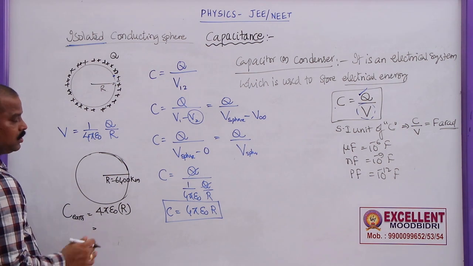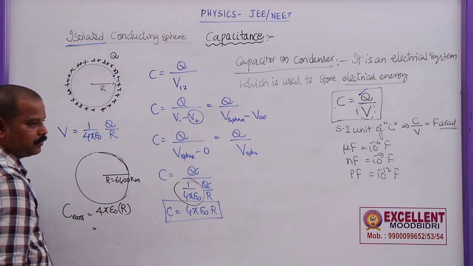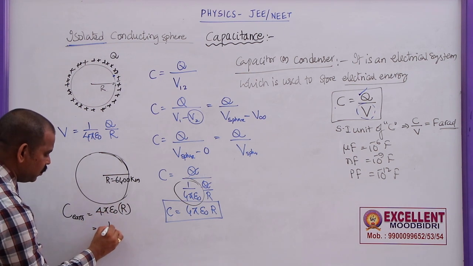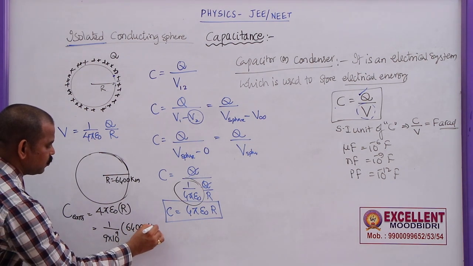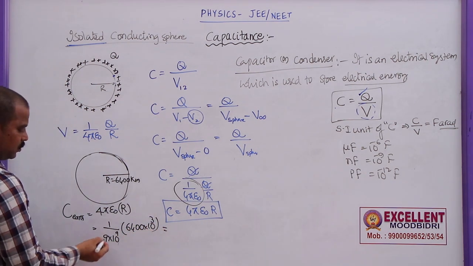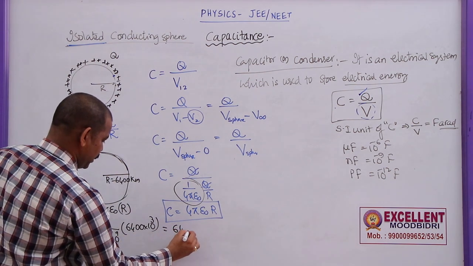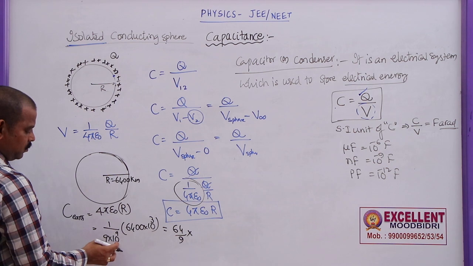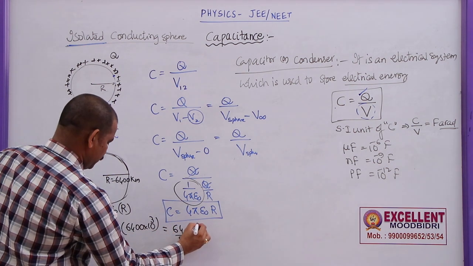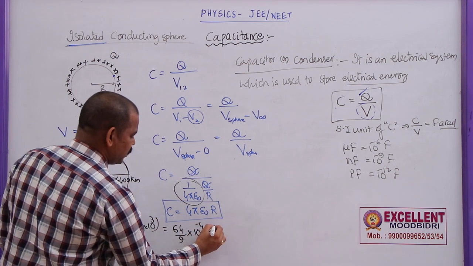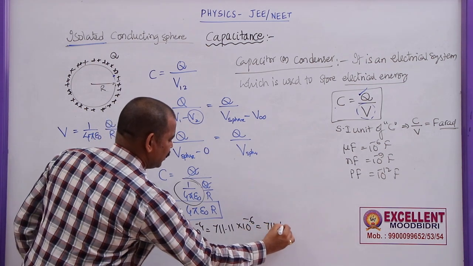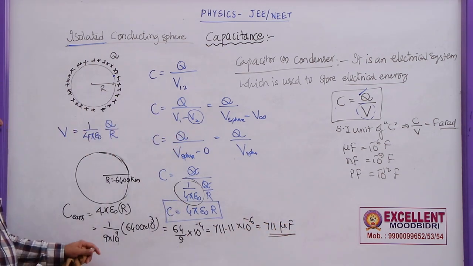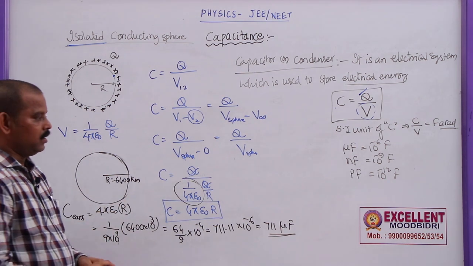We know that 1 by 4 pi epsilon naught is equal to 9 into 10 power 9. So 4 pi epsilon naught is 1 by 9 into 10 power 9, times 6,400 into 10 power 3. Based on this, you can see this will be 64 by 9 and the remaining power is 10 power 5 minus 9, that is 10 power minus 4. By calculation you will get 711.11 into 10 power minus 6, or 711 microfarad. So please remember this value: the capacitance of our earth is equal to 711 microfarad.